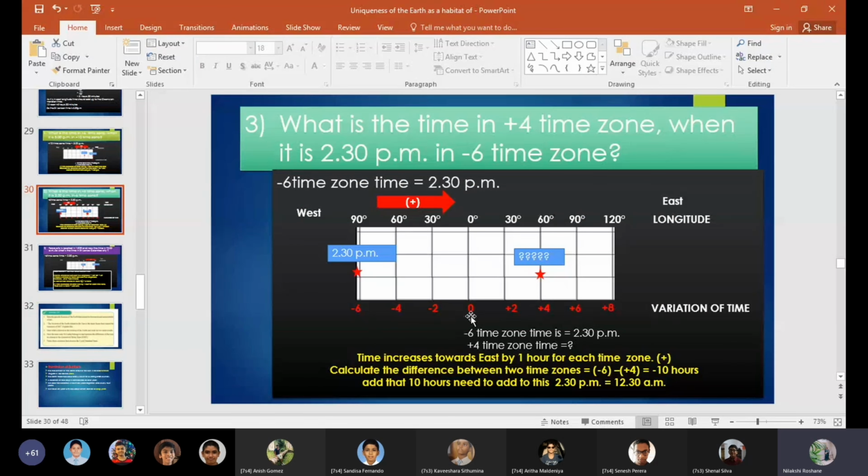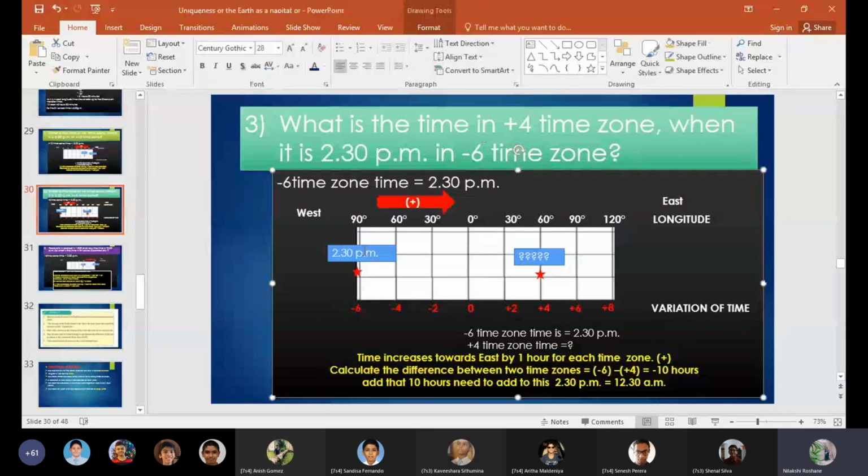So see the picture. The plus 4 time zone is located in the eastern hemisphere, and you have the time for the minus 6 time zone, which is 2:30 p.m. What you have to find is the time in the plus 4 time zone. So from the minus 6 time zone, you are traveling to the east. Always check the arrow. You are located in the minus 6 time zone, the time is 2:30 p.m., and you are traveling towards east.